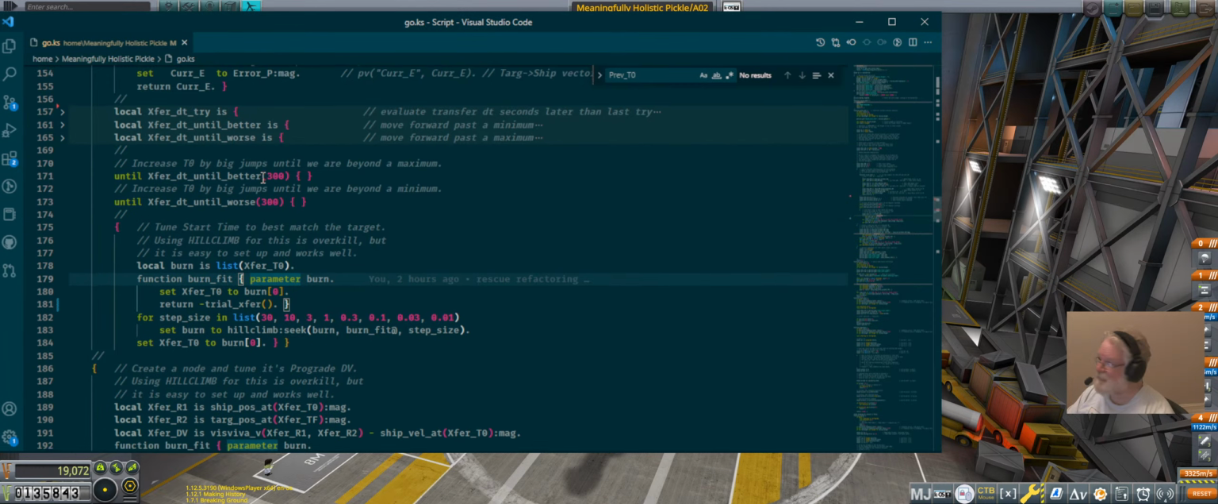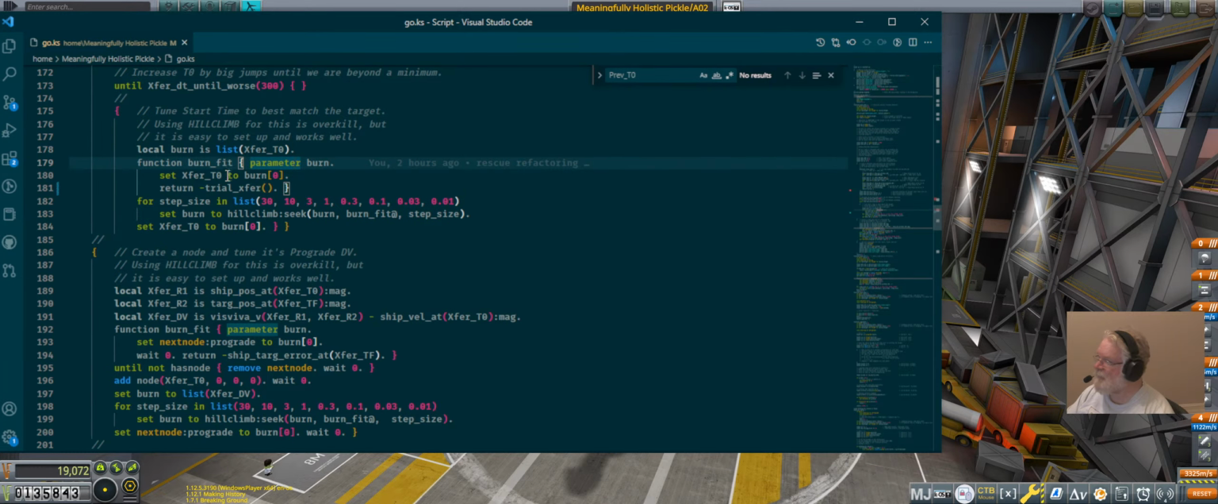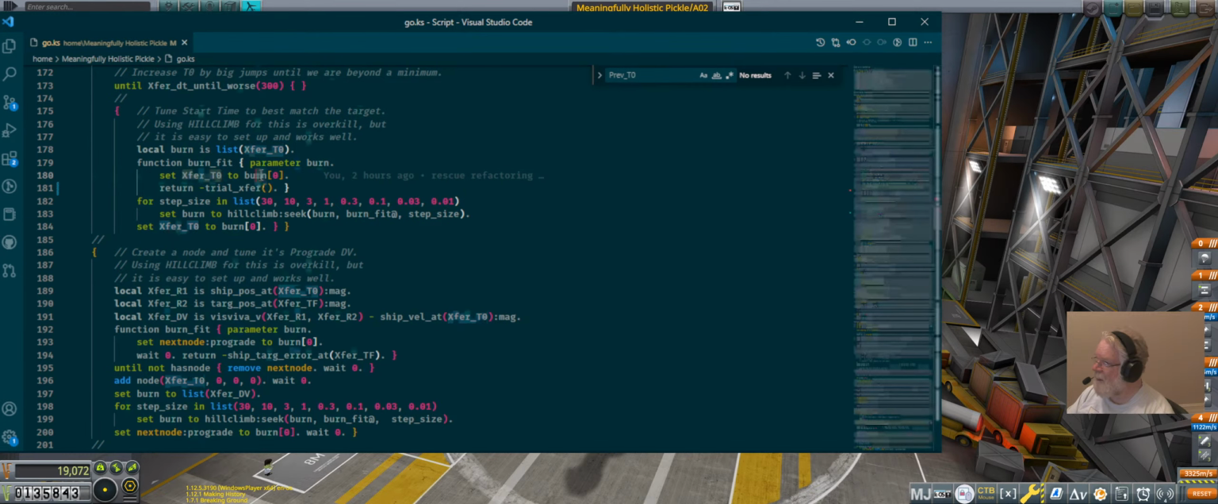I may be able to get rid of those yet. So burnFit says the first parameter, I only have one parameter in my state vector, but the first parameter of the state vector is going to be when to start burning. So this is a degenerate system. Hill climb is overkill for this particular problem. We only have one axis.